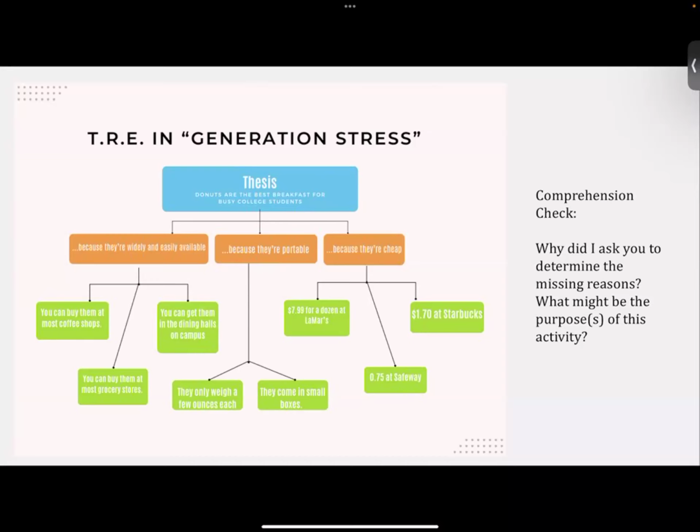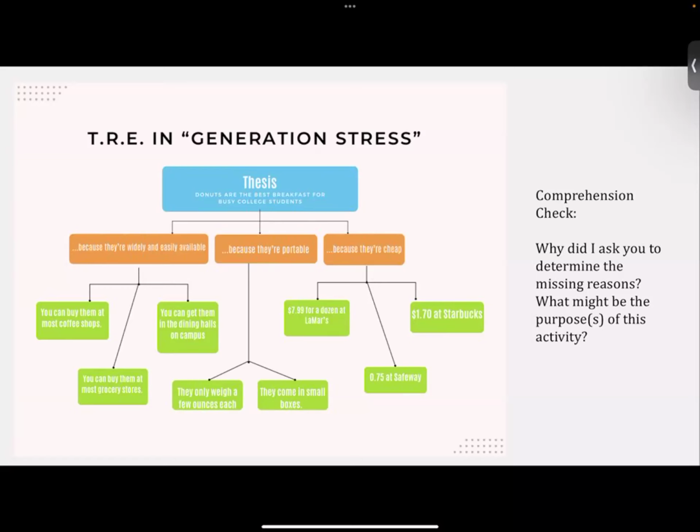So why would I ask you to determine the missing reasons given the thesis and evidence? What might be the purpose of such an activity? The idea is that, similar to the rhetorical situation, whenever you are not considering an element, the other elements will suffer. Imagine if we think of TRE as a tree, right? And maybe the thesis is the trunk, reasons are branches, and then the evidence is leaves. If we take away the branches, we're missing a part of the tree.